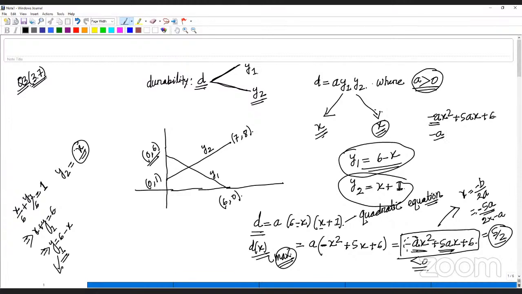Minus a. Okay. In the question, it is given that a is greater than 0. Only magnitude. Right? Minus a is less than 0. That means the coefficient of x square in this parabola is negative. Open downwards. Yes, that means the parabola is open downward. Putting x is equal to minus b by 2a will give the maximum value for that parabola. Yes. Okay, sir. That was my doubt.